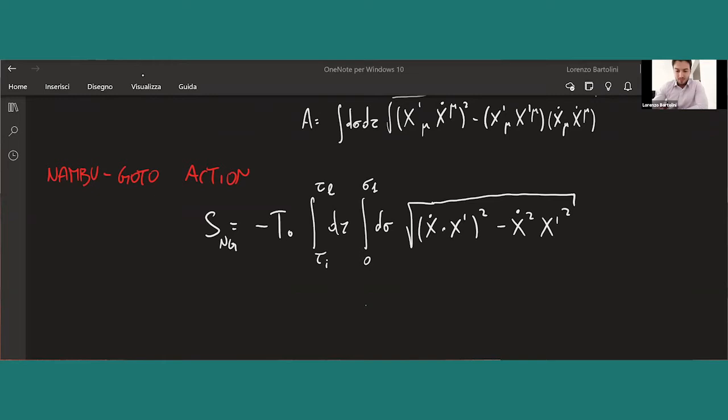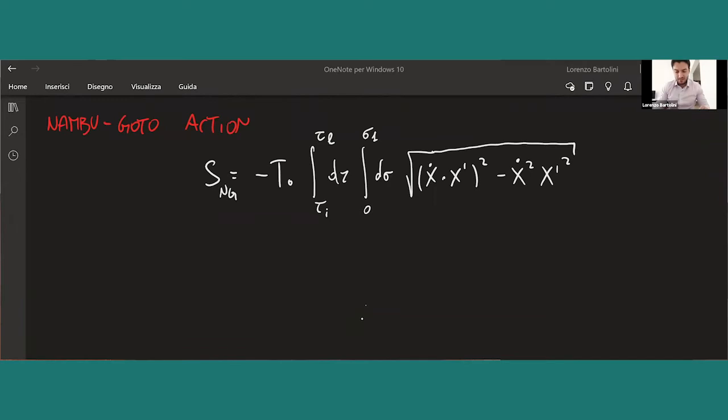All right, so now we have an action. And with the action, you can do physics now. So we can ask ourselves, for example, what are the equations of motion and what boundary conditions to impose on them? And to derive the equations of motion, we perform some variations.